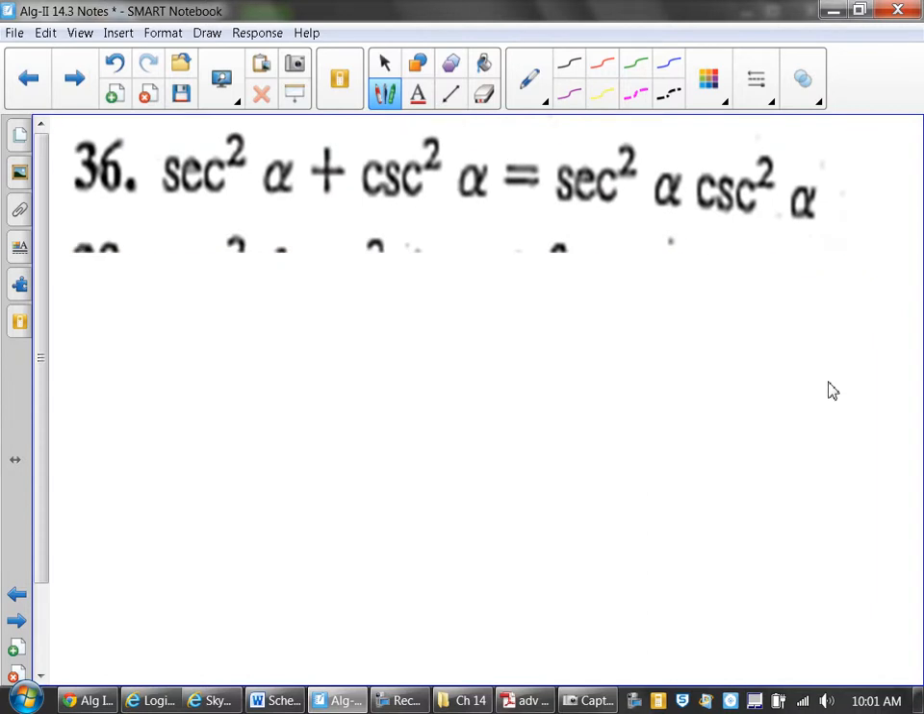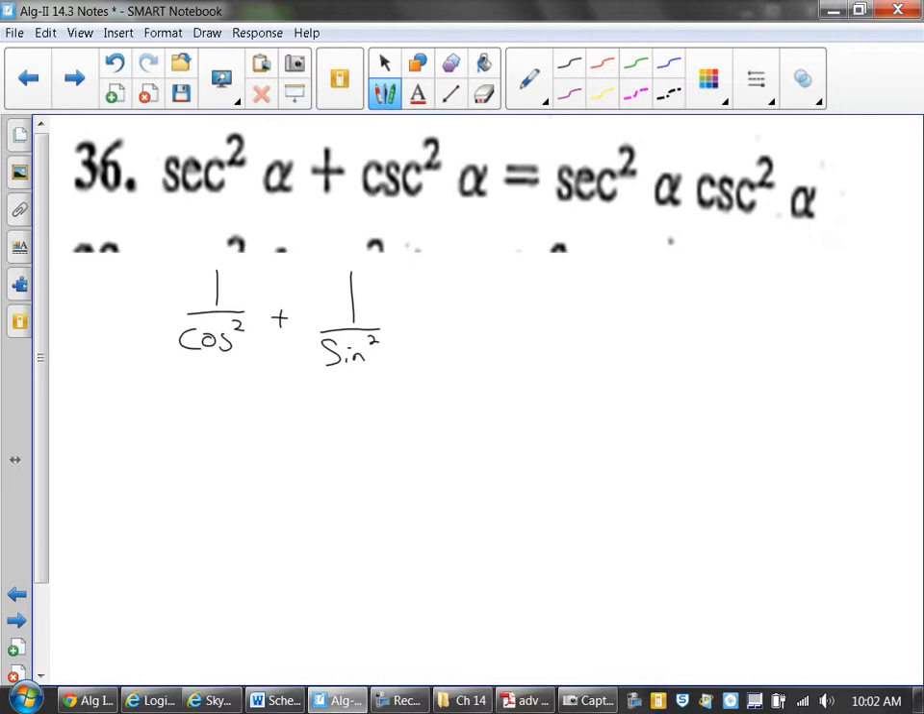Secant squared plus cosecant squared, you want to verify that it equals secant squared times cosecant squared. Yes, you can. Is it just equal 1 over 1 equals 1? What is secant squared? This is 1 over cosine squared. And the other one would be 1 over sine squared. Everybody okay with that?